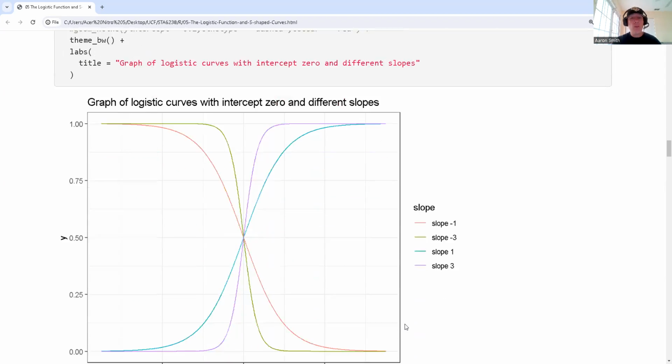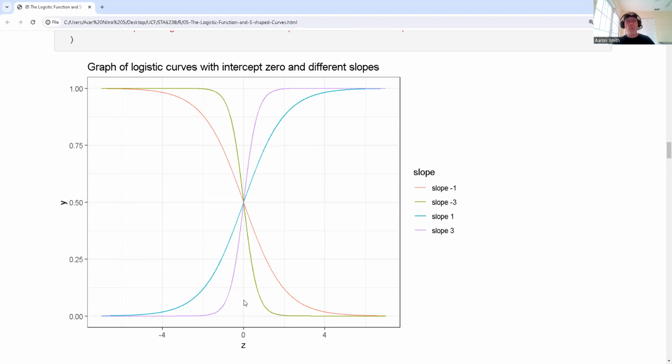All right, so let's take a look at what the impact of the slope has on the curve. All of these have intercepts at 0, just to make it as easy as possible. First of all, I want you to look at this: teal is a slope of 1, and the purple is a slope of 3. Notice that the slope of 3 is very steep. It's close to 0, close to 0, close to 0, boom, explodes, comes up, now it's close to 1. While the slope of 1 is more of a gradual increase. It doesn't have that explosion.